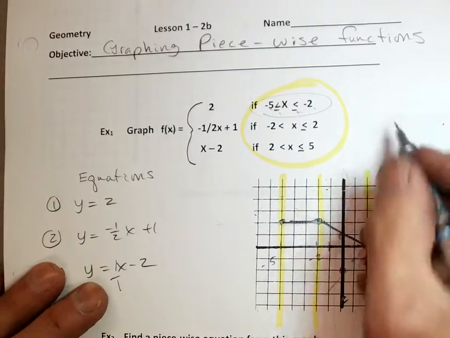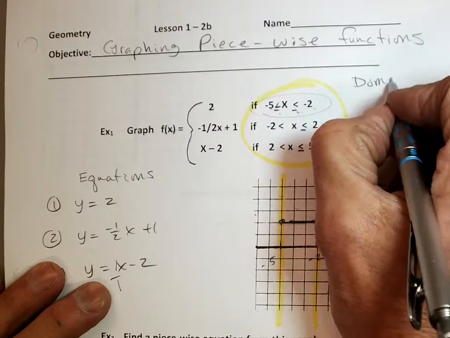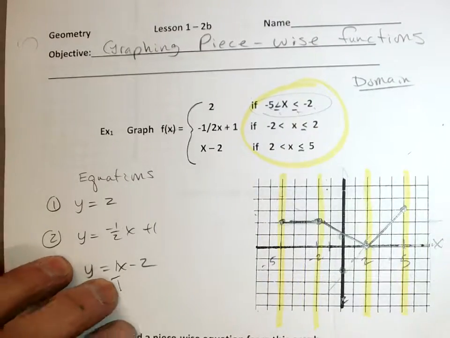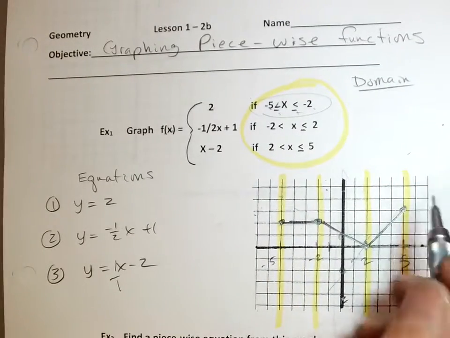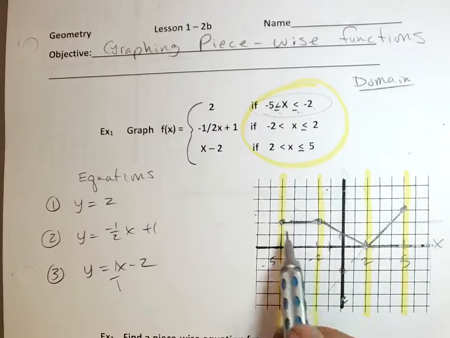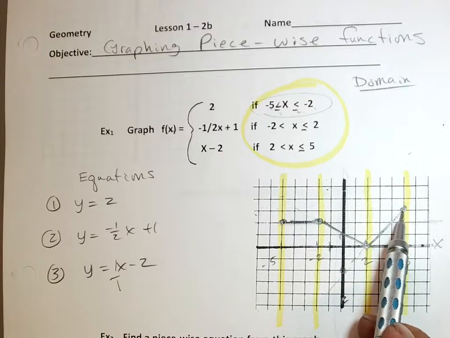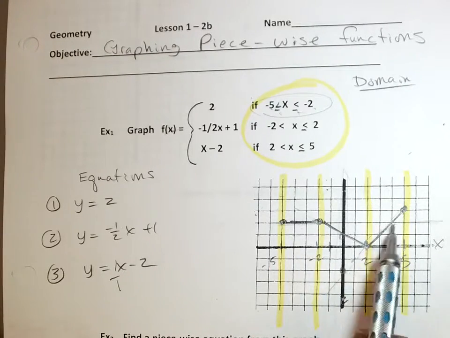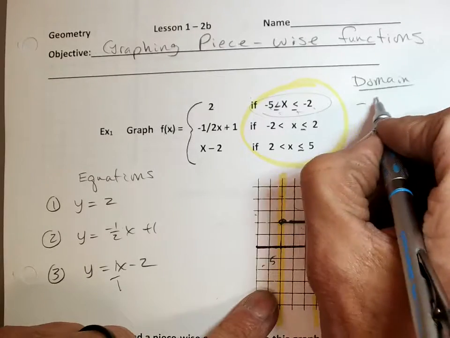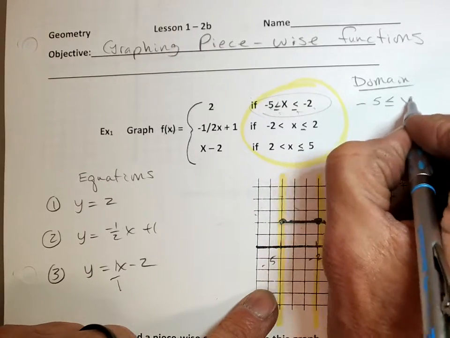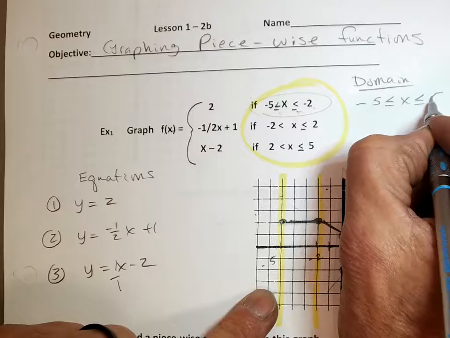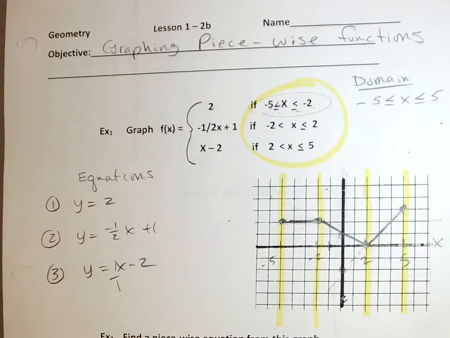Now, one more thing I want to talk about on this graph is domain and range. Okay? Domain. Let's talk about domain. So, domain's a little bit different because how wide is this graph? This graph goes from -5 all the way to 5. Okay? It goes from -5 to 5. So the domain of this graph is -5 is less than or equal to x, which is less than or equal to 5. This graph only goes between -5 and 5.